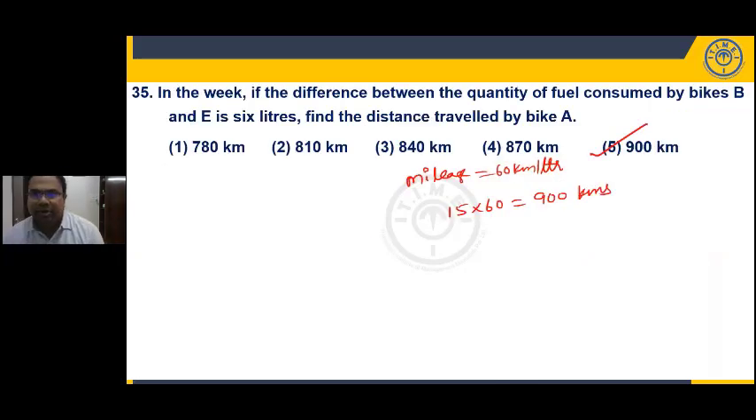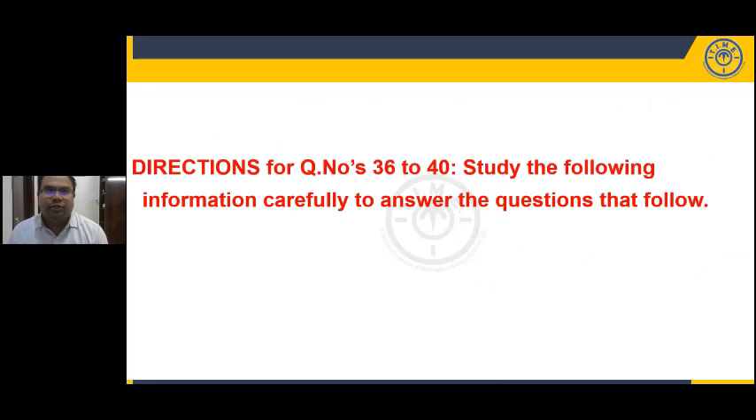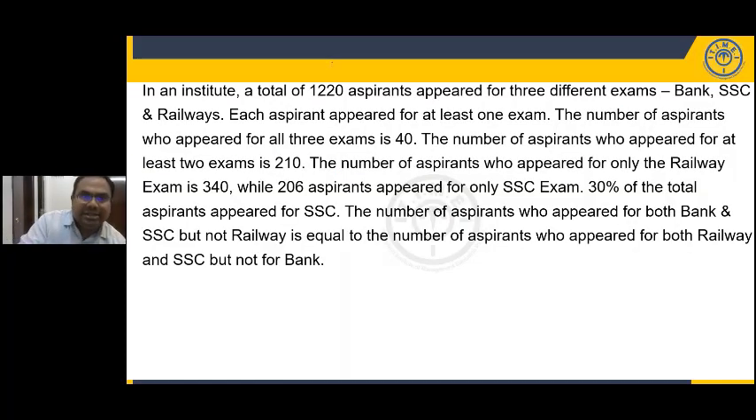This I'll give you timer. You try this, 36 to 40. This is a caselet. This is RRB PO. These are recent exam, 2021 prelim exam caselets.